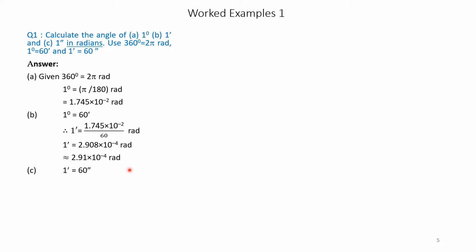Next part C. It is also given 1 minute is equal to 60 seconds. Therefore, that 1 minute we have calculated as 2.908 into 10 to the power of minus 4 radians. Therefore, 1 second will be equal to 2.908 into 10 to the power of minus 4 radians by 60. That is the value of 1 second. Therefore, that is approximately 4.85 into 10 to the power of minus 6 radians.